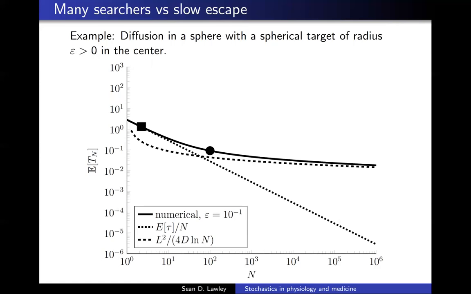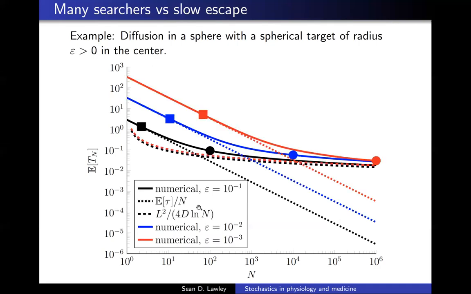The analysis I didn't show you is that here is the large n regime, where it goes like constant over log n. In the smaller n regime, it goes like the expected value of the single first passage time over n, so it decays like constant over n. And then it transitions. These markers are some theoretical estimates of the transition. Let me show you some more curves for smaller epsilons.